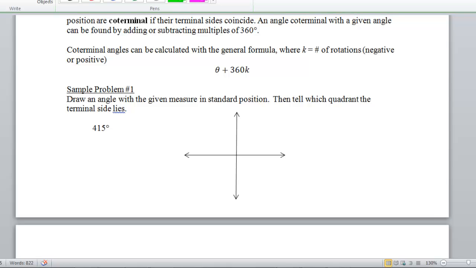So we have sample problem number 1. We ask you to draw a 415 degree angle. So go ahead and give that a try, based off what you've learned here in this first page of notes, and let's take a look at that.